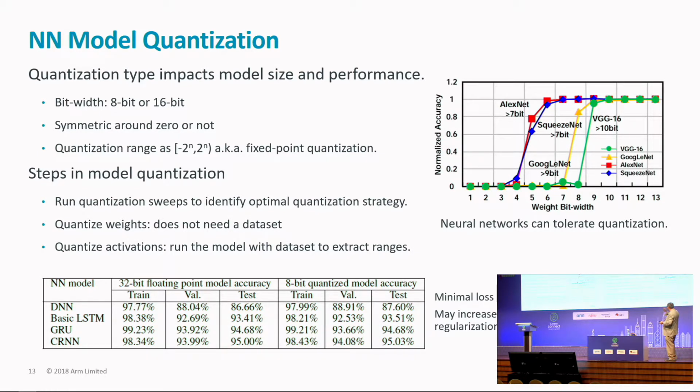And as this table shows, as you go to an 8-bit quantized model, in the case of CRNN, you get slightly more accuracy than you had with the 32-bit floating point, although it's in the noise. So quantizing things down can greatly reduce your memory footprint, but still allows you to have the same level of accuracy.